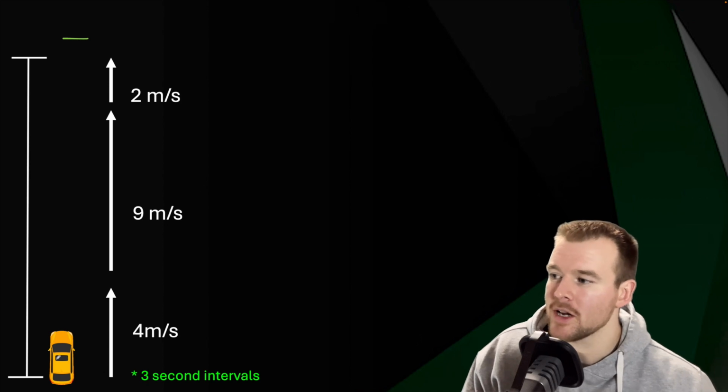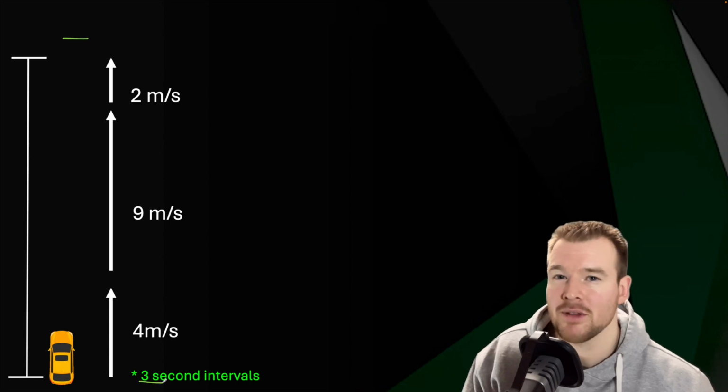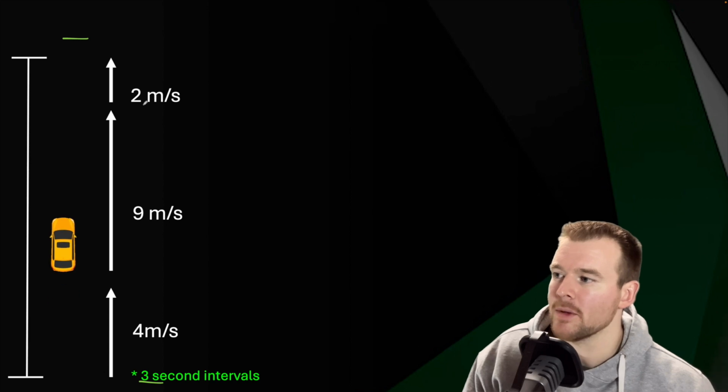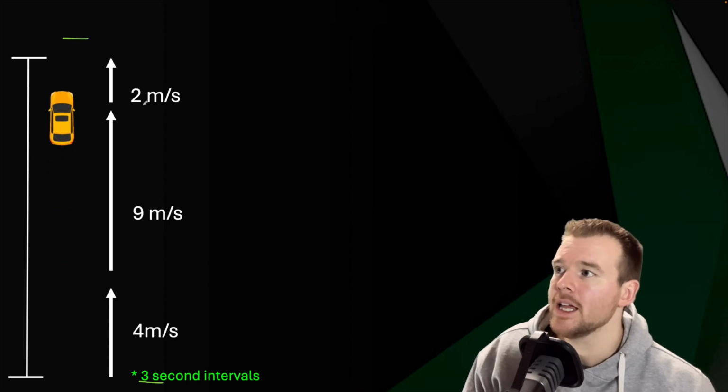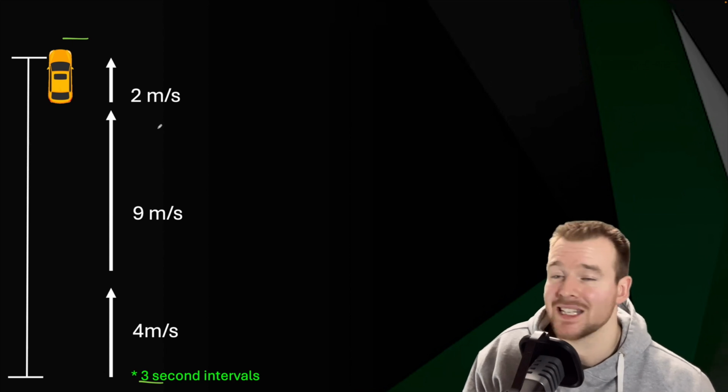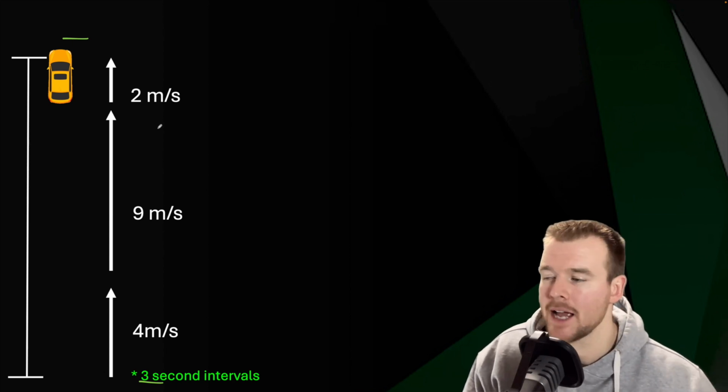Okay, so this one I'm going to actually have going in the same direction. We're going to go 4 meters per second for 3 seconds. Each one's going to be a 3-second interval. So 4 meters per second, 9 meters per second, then 2 meters per second. It's going to look like this, and they're going to go a little bit faster, then they're going to go a little bit slower.